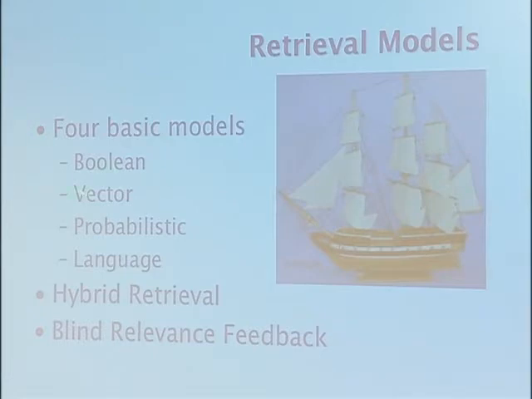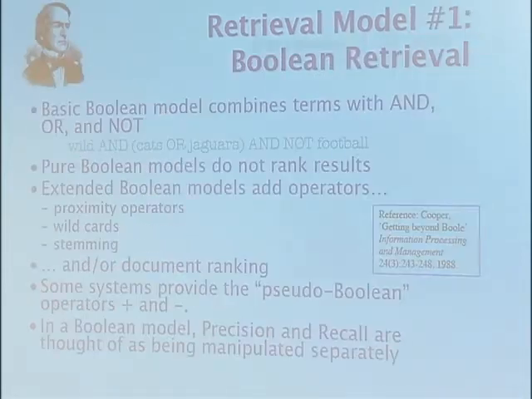The Boolean metric, vector comparison, probabilistic retrieval, and the language model. So I'm going to talk about these 4 models. I'll talk a little bit about hybrid retrieval and what's called blind relevance feedback if we have time. Let me see how we're doing here. We're doing okay. Okay, so retrieval models.